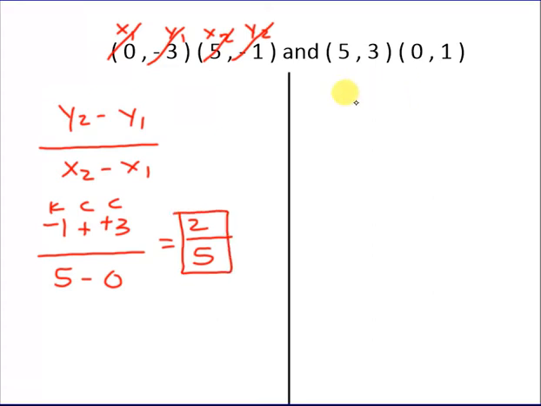So let's take a look at this one here. y2 minus y1 over x2 minus x1. Label my coordinates.